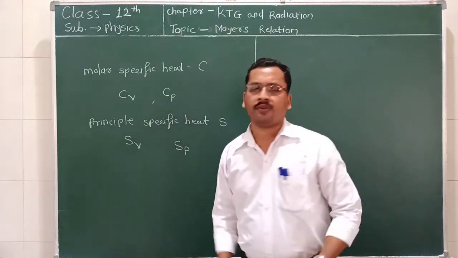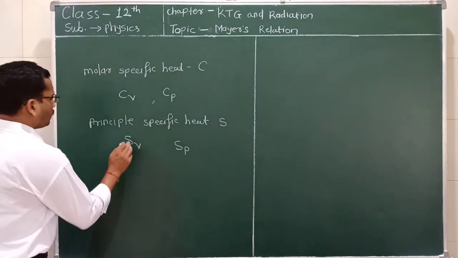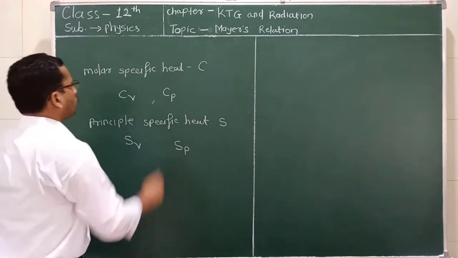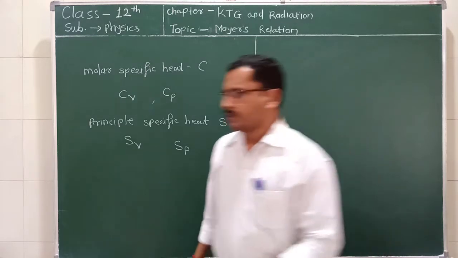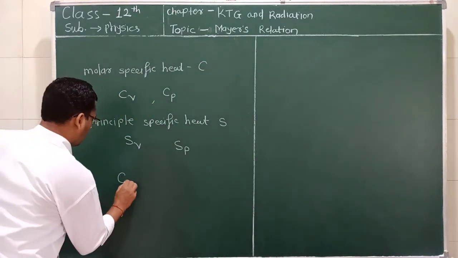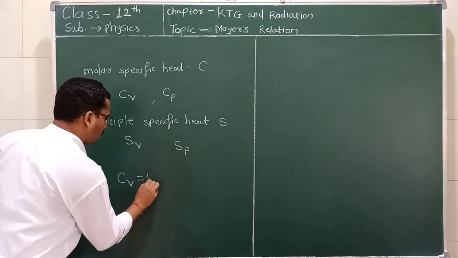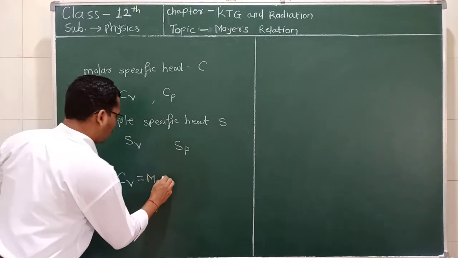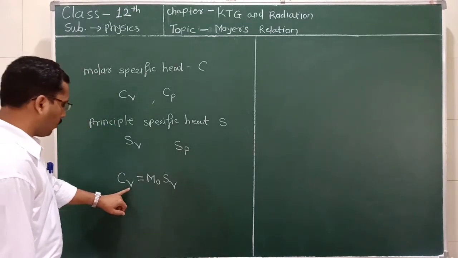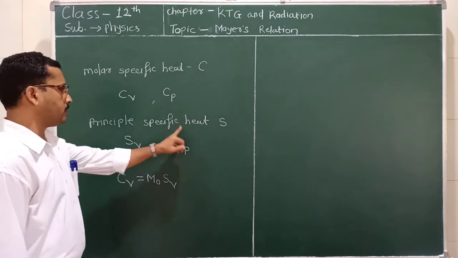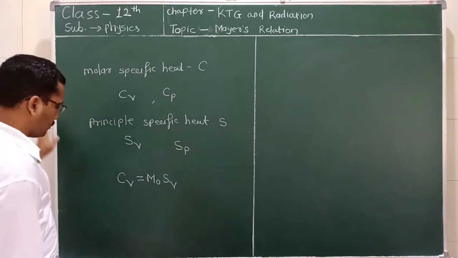Then what is the relation between these two specific heats? The principal specific heat and the molar specific heat are related by a term called the molar mass. So the molar specific heat at constant volume is equal to M0 multiplied by Sv. What is Cv? Cv is the molar specific heat at constant volume, and Sv is the principal specific heat at constant volume. This is the relation between the molar specific heat and principal specific heat.